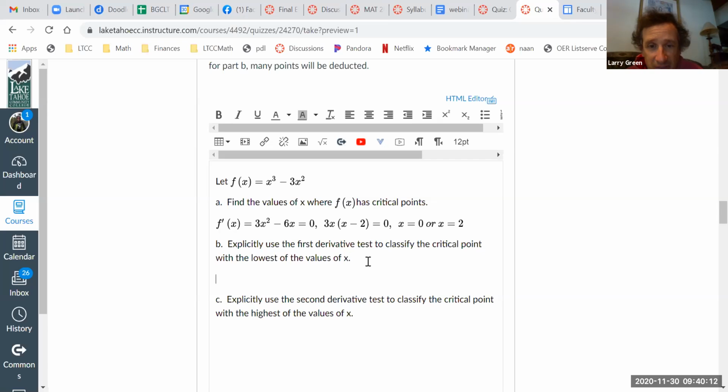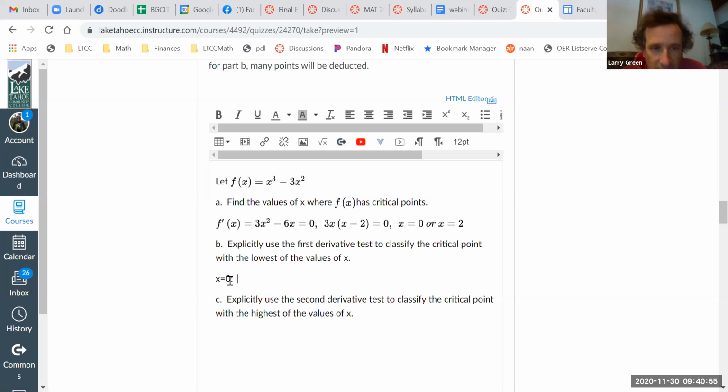So let's use the first derivative test, and I'm going to classify the critical point with the lowest value of x. Which is the point that has the lowest value of x? It's not a trick question. So which critical point am I talking about for part B? Yeah, 0. It's not supposed to be tricky. 0 is smaller than 2. I tried to make it simple, but I'd say a third of you didn't read the instructions, so I don't know what to do about that. So we're going to look at x equals 0.